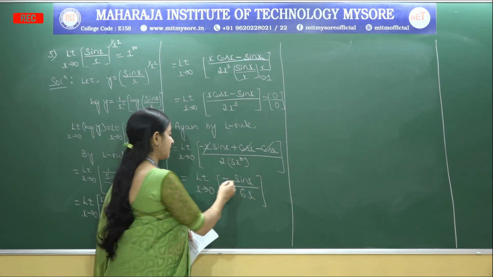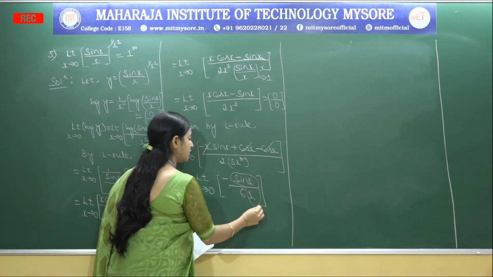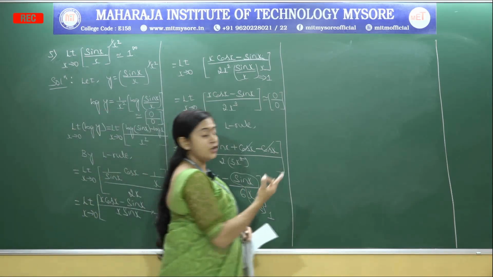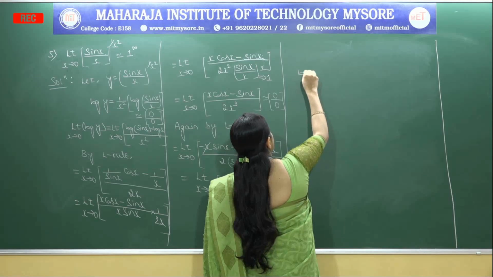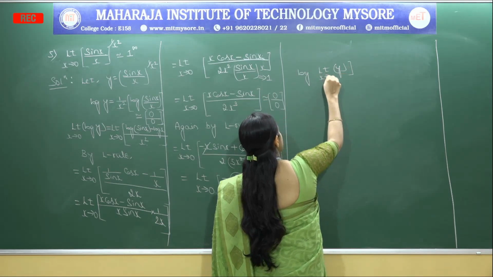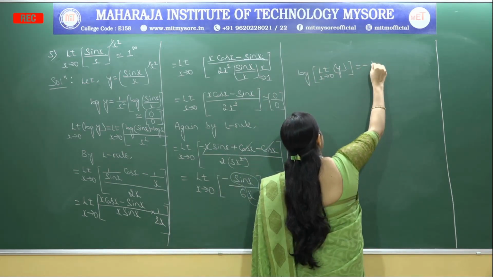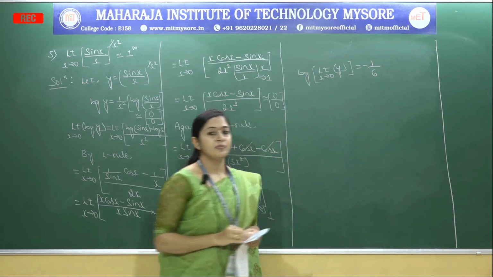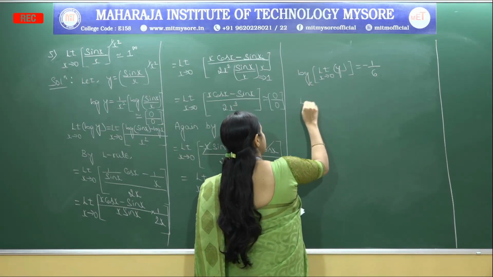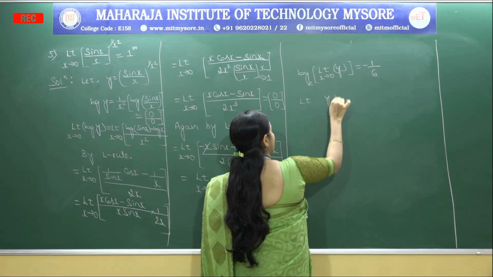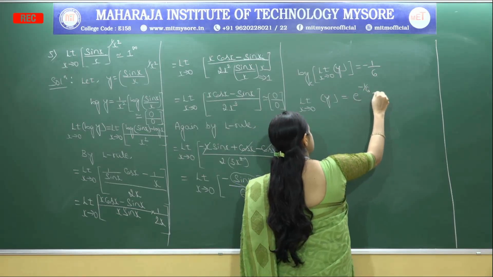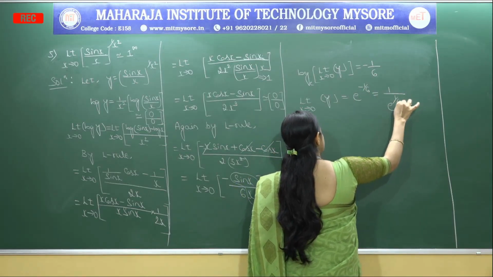Again apply the property sin x by x as limit x tends to 0, this term equal to 1, and the LHS part you interchange the log with limit. Log limit of y as x tends to 0 equals minus 1 divided by 6. Since you have the log with base e, again you take this to RHS part, the limit y as x tends to 0 equals e power minus 1 by 6, 1 by e power 1 by 6.